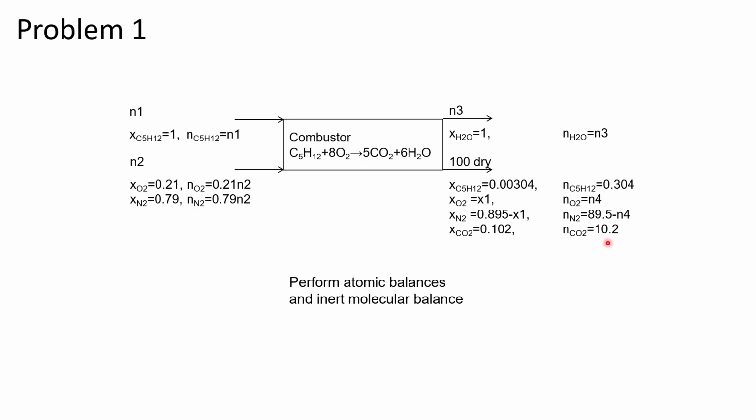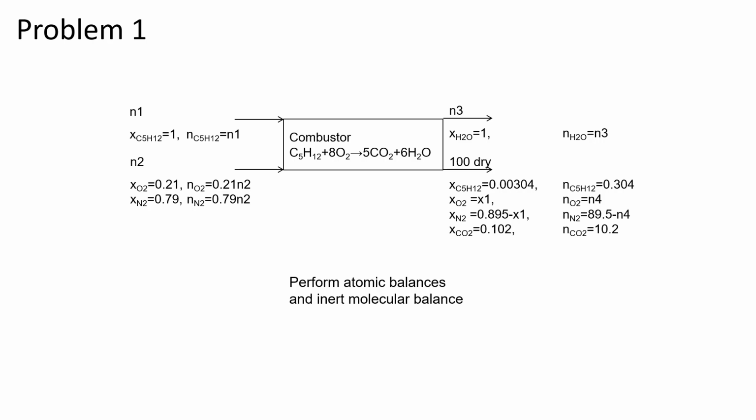So outside of the nitrogen, the sum of the flow rates of the other 3 components is just going to be 0.304 plus N4 plus 10.2. We're going to subtract that sum from 100 in order to get the flow rate of nitrogen. The result is shown here. It's just 89.5 minus N4. So it's pretty clear that if we subtract N4 from 100, we have a minus N4 here. This number comes from taking 100 minus 10.2 minus 0.304. If you want, you can verify this using a calculator.